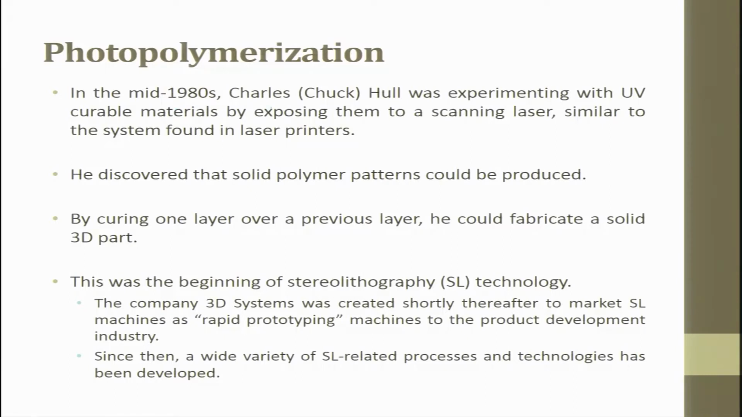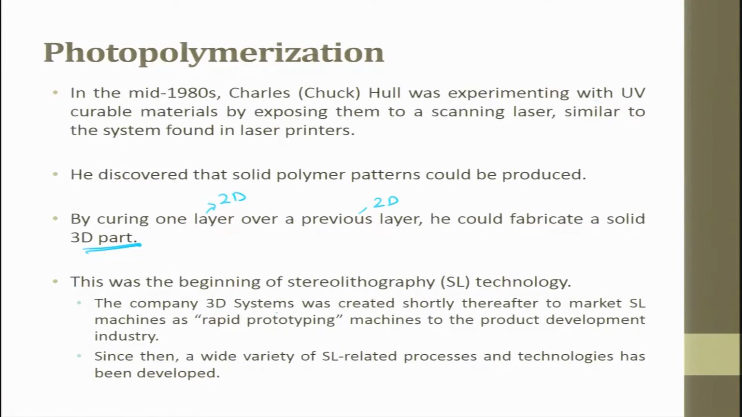In the mid 1980s, Charles Hull was experimenting with UV curable material by exposing it to a scanning laser, similar to the system found in a laser printer. He discovered that solid polymer patterns could be produced. By curing one layer over a previous layer, he could fabricate a solid 3D part. One layer is nothing but a 2D layer, so by curing one layer over the previous 2D layer, he got a 3D part made. This was the beginning of stereolithography, which is otherwise called SL technology.